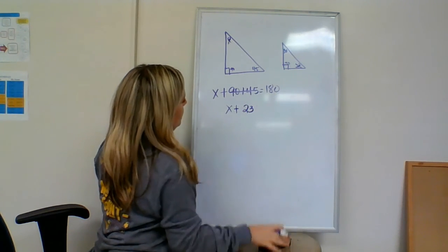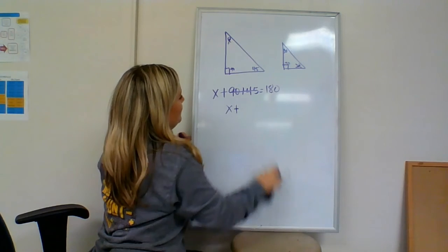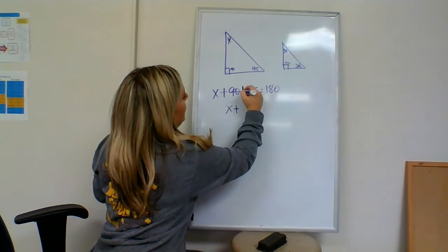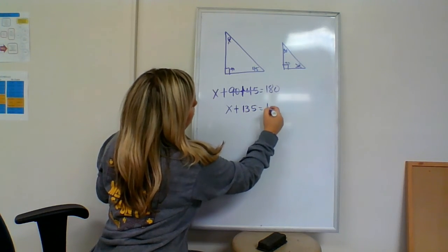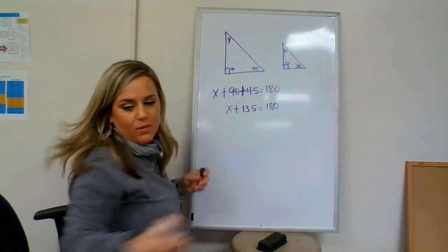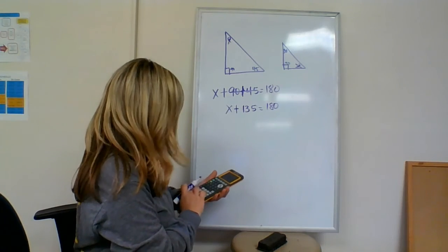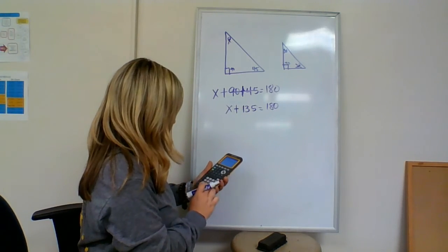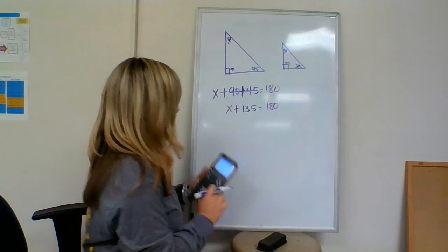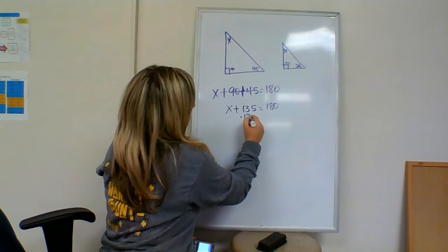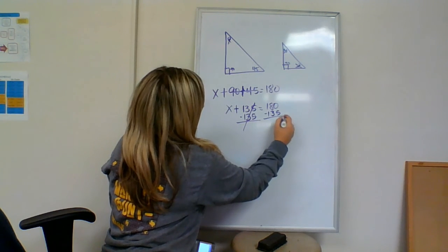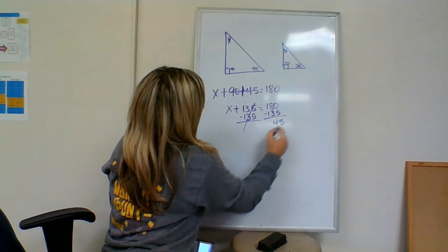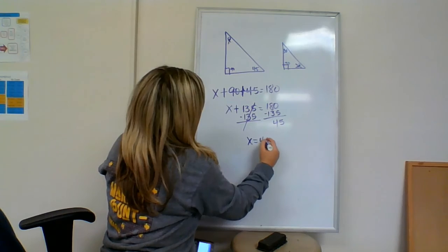235, I think. No, I'm being stupid. That's fine. This is a plus. So that should be 135 is equal to 180, I think. Right? Did I do that right? Double check. 45 plus 90, yep. Okay, so I've got to subtract 135 here and subtract 135 here, and that becomes 45. So x equals 45.